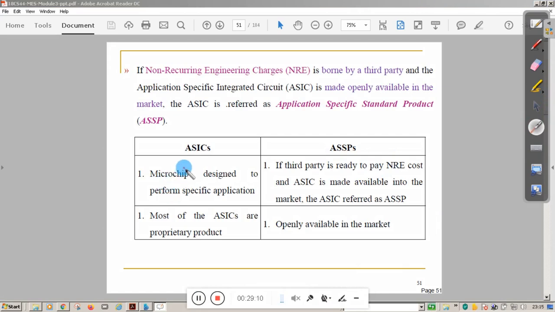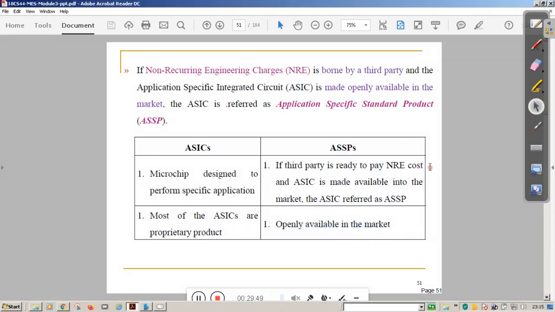So here is the difference between application specific integrated circuit and application specific standard product. ASICs are microchips designed to perform a specific application, and most ASICs are proprietary products, as I told earlier. But if a third party is ready to pay the NRE cost, non-recurring engineering charges, and the ASIC is made available in the open market, then the ASIC is referred to as an ASSP, that is application specific standard product. Normally this is openly available in the market.